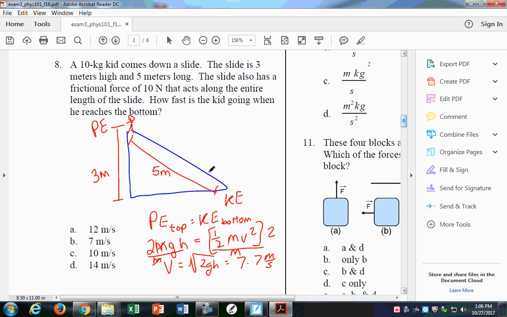Doing work on the kid, right? I have a force of 10 newtons that's acting over 5 meters of distance. So how much work is that frictional force doing on this kid in joules? How many joules of work?